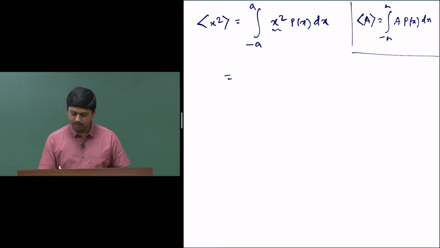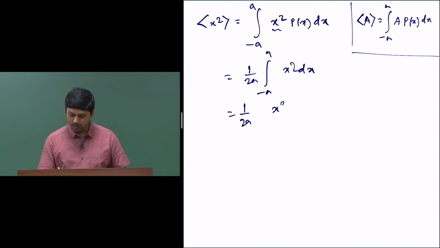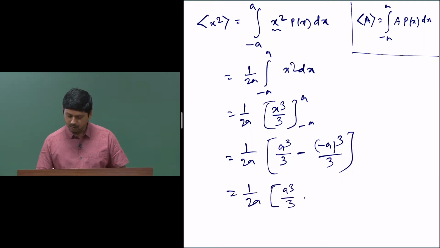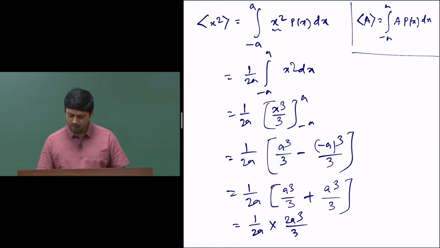Now, this is again very simple: 1 by 2a, integral from minus a to a of x square dx, is 1 by 2a times x cube by 3 from minus a to a, which is 1 by 2a times (a cube by 3 minus minus a cube by 3). The minus a cube gives us a plus. So, we get 1 by 2a multiplied by 2a cube by 3, the 2 cancels, and we get a square by 3.